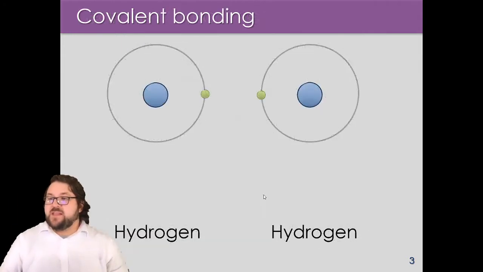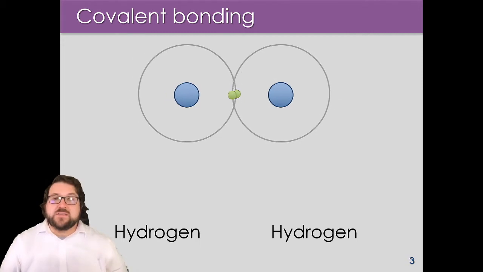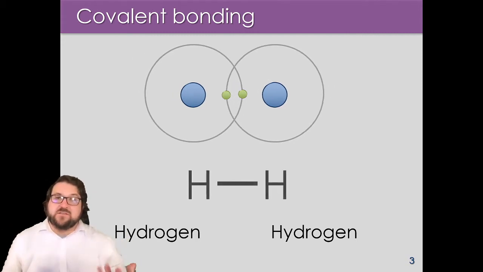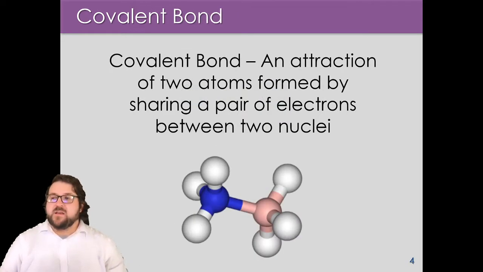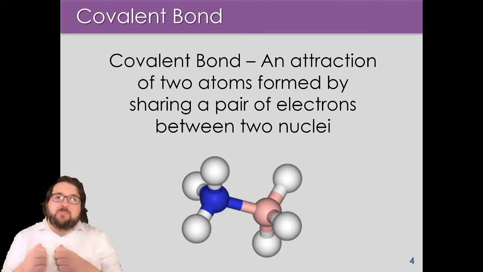So let's just quickly remind ourselves about covalent bonds. A covalent bond is a shared pair of electrons. The atoms share because they do not have full shells, and by sharing they can get to that full electronic configuration. And we represent those covalent bonds with that stick in between the element symbols there. A covalent bond is therefore an attraction of two atoms formed by sharing a pair of electrons between the nuclei.